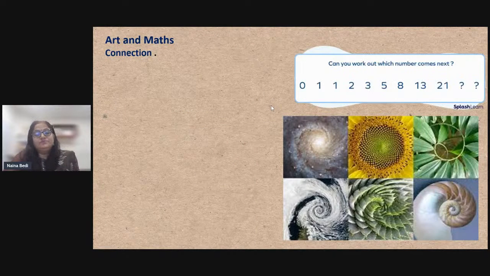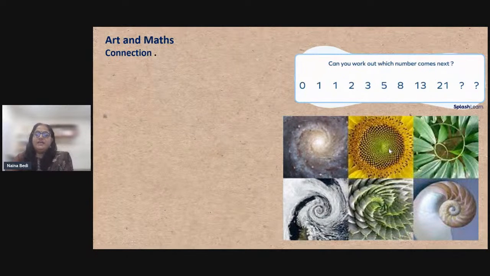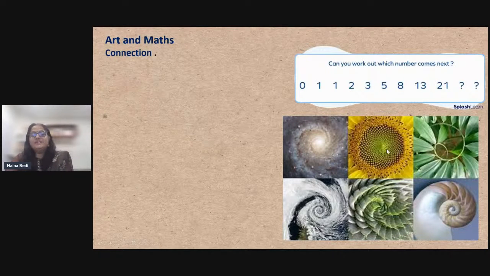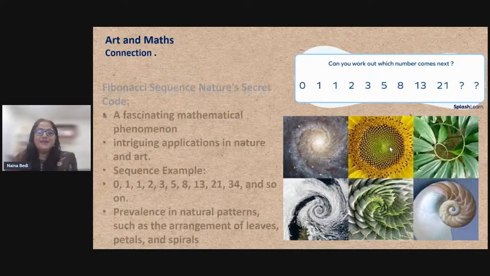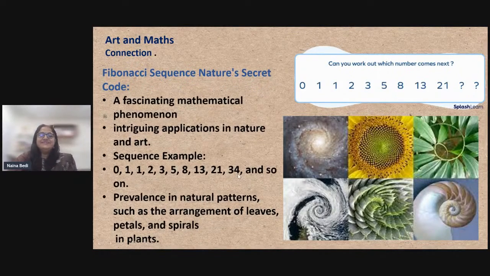Then you have another mathematical concept. It's a sequence actually. The sequence is 0, 1, 1, 2, 3, and so on. You can see. Can you guess what number would come after 21? I would like to draw the attention of maths teachers here. What would be the next number if anyone can tell? Here is the answer. The following number would be 34.